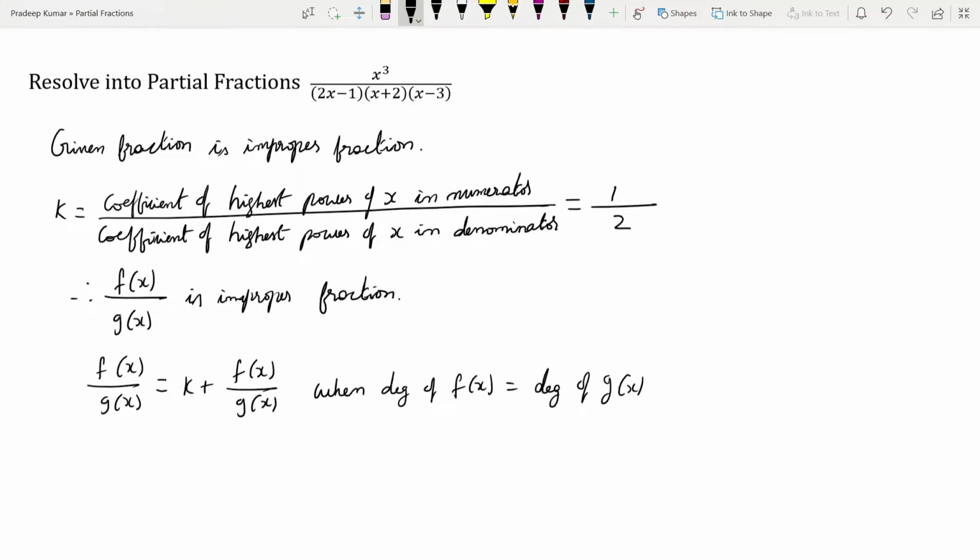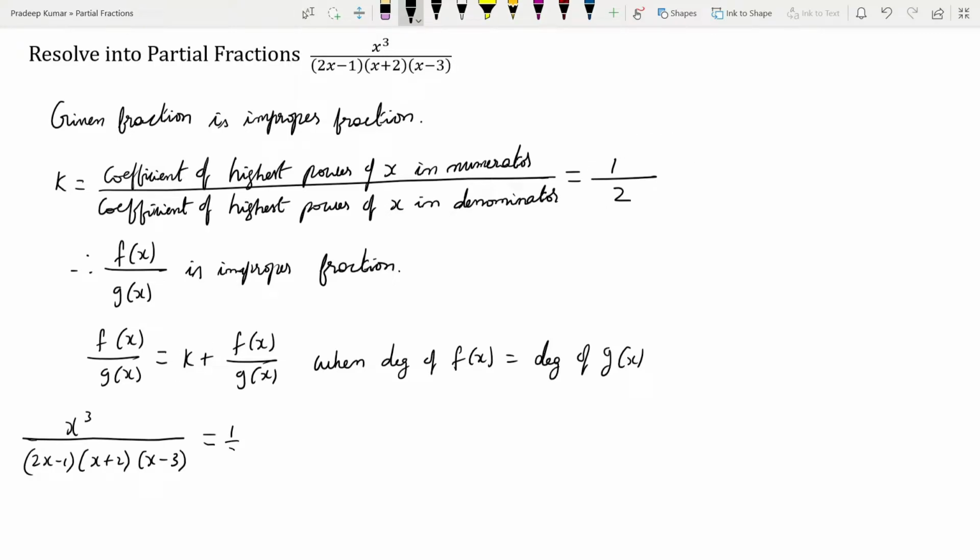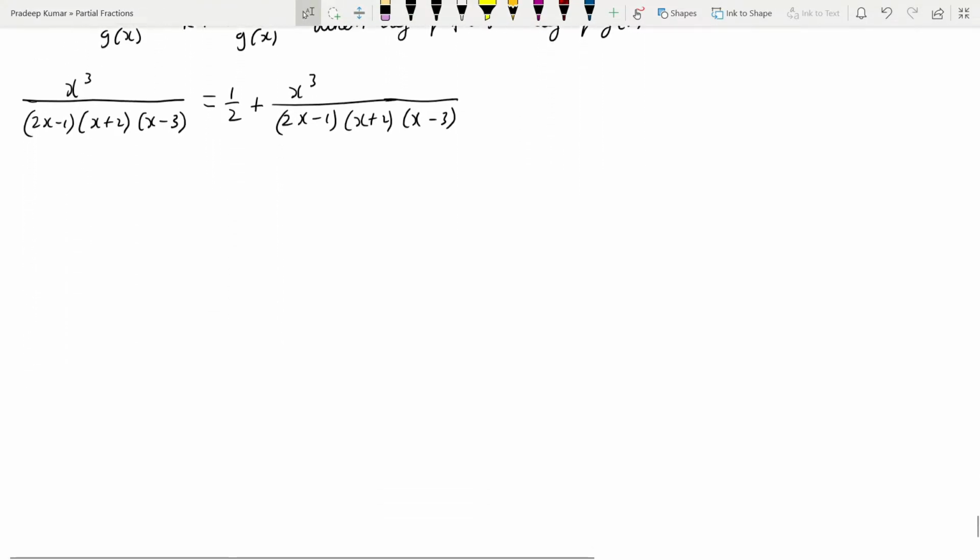Alright, so let's do this problem forward. I'll write the given part again: x^3 / ((2x - 1)(x + 2)(x - 3)). So this is the given question. The k here is 1 by 2. When it comes to f(x) and g(x), I'll write again x^3 / ((2x - 1)(x + 2)(x - 3)). Let's do this forward and see how we can solve.